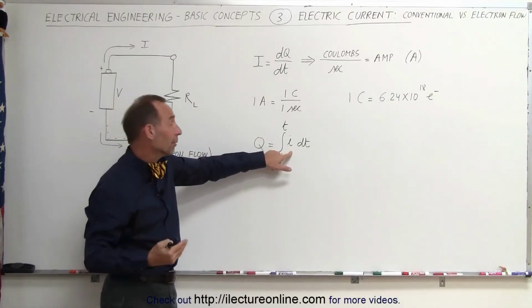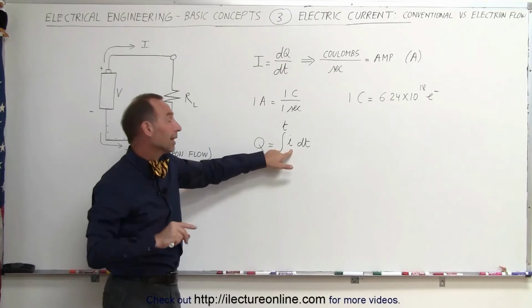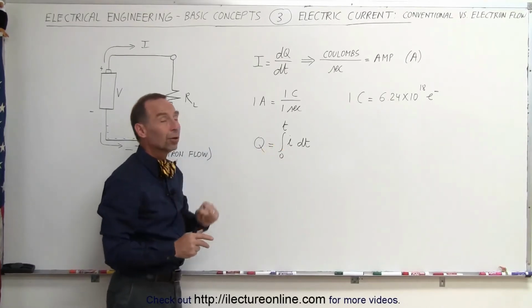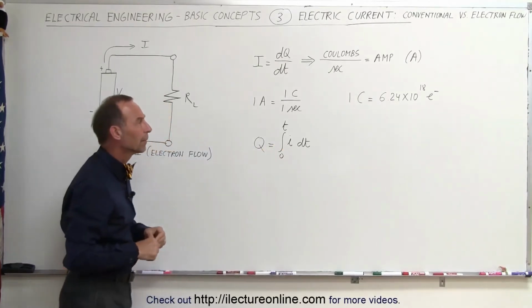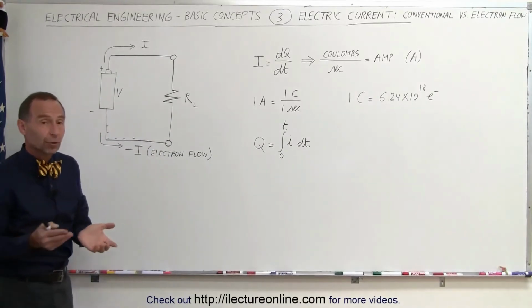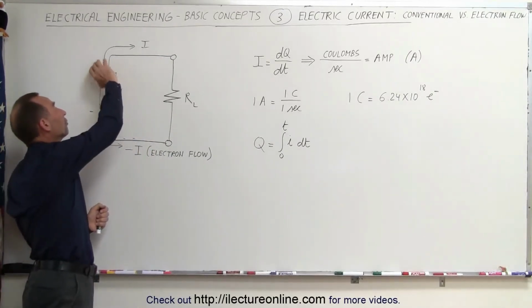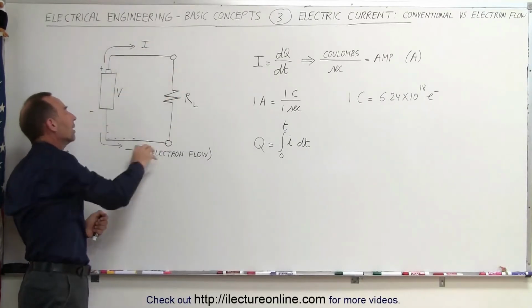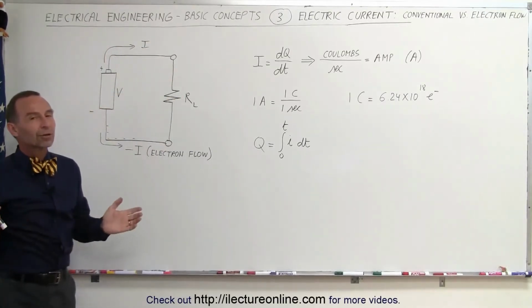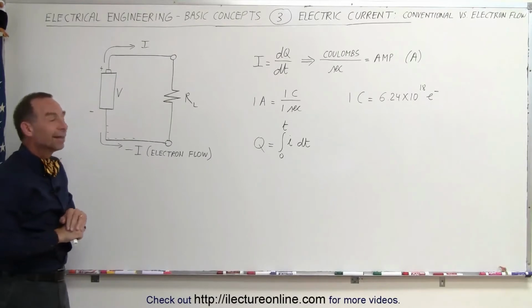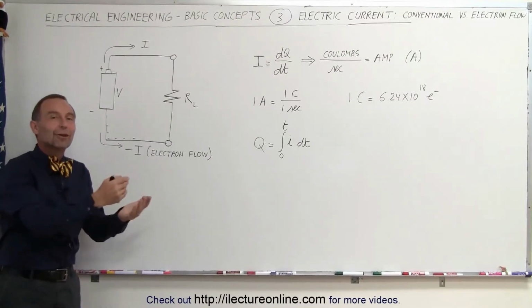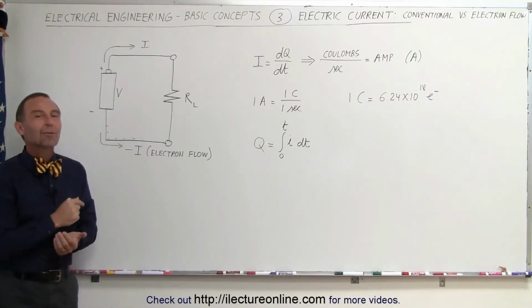especially if I is not a constant but a variable, then of course we want to keep track of that, and the total charge will then simply be the integral of the current times dt. That's the basic concept of current. From now on we realize current is positive charge flowing from the positive end of the battery to the negative end of the battery. If we all keep that in mind, then it'll be a lot easier to follow the videos that are to come. And that's how we look at current.